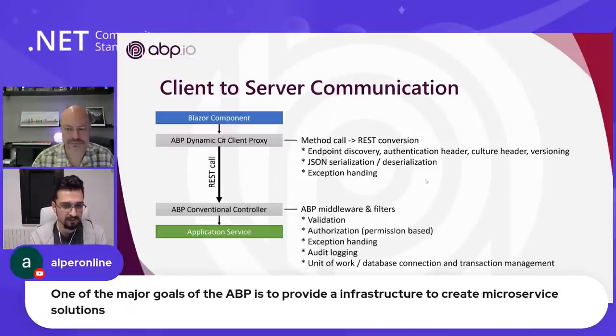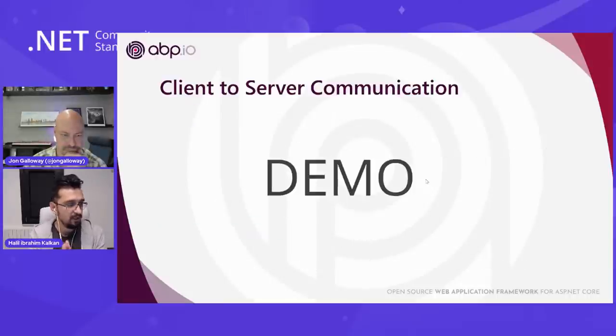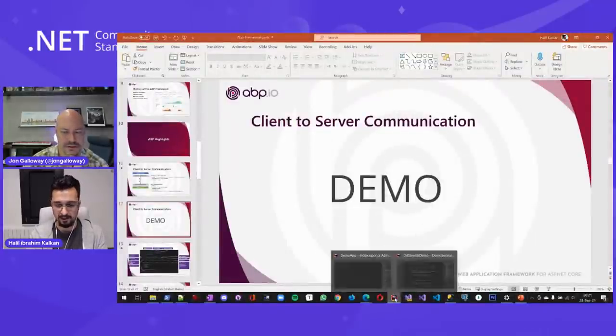And also on the server side, there are some pre-built middlewares and filters which completely automate or simplify validation, authorization, exception handling, some audit logging features, and the database connection and transaction management. I will just make a quick demo to demonstrate how we can consume APIs from a Blazor application.